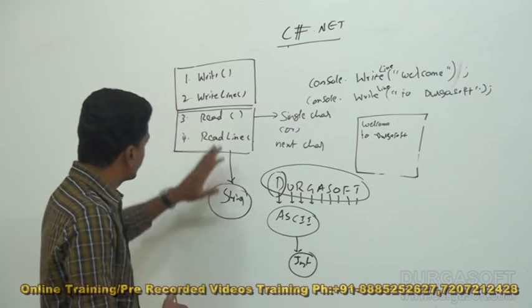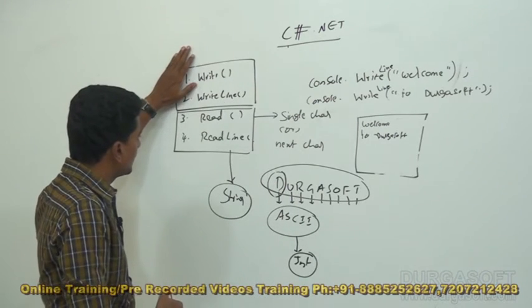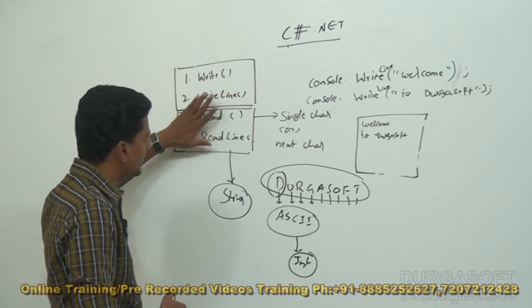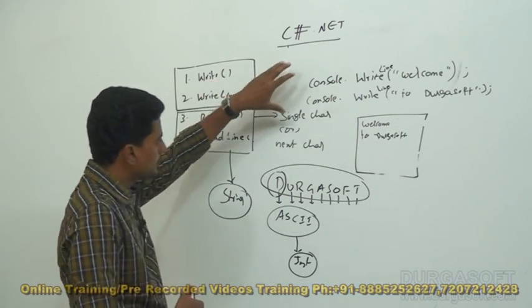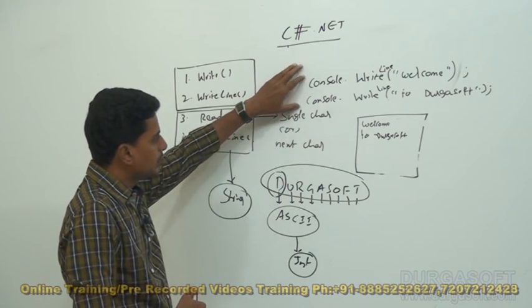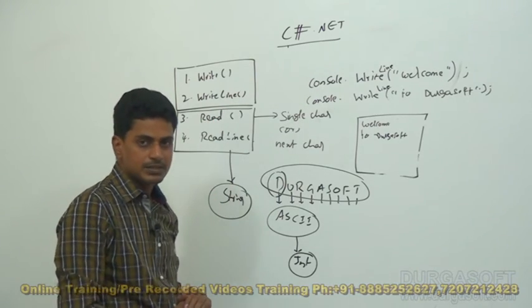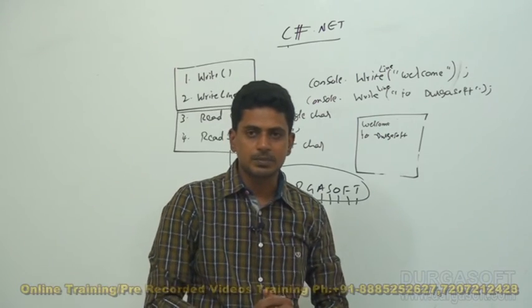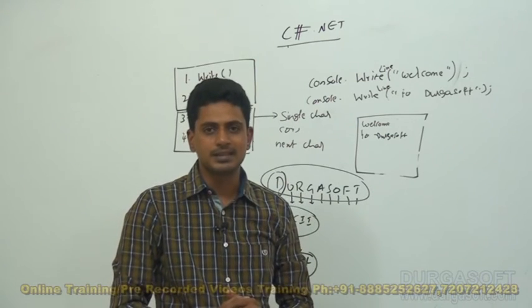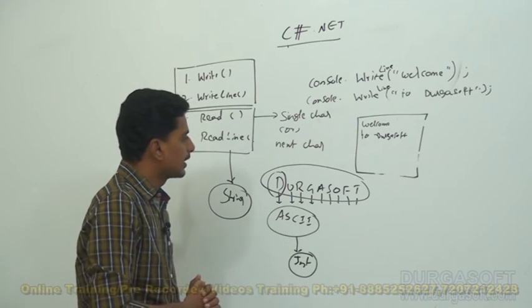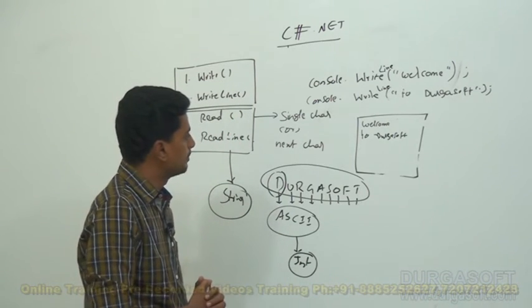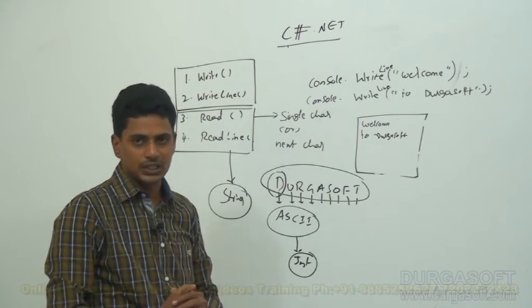So using these four important methods, write and write line, read and read line, we are going to work with the console class. These methods are associated with the console class. The console class is present in the system namespace. If you are not giving the system namespace, the console class doesn't work. So we will see the creation of a simple application, that is called console application creation.